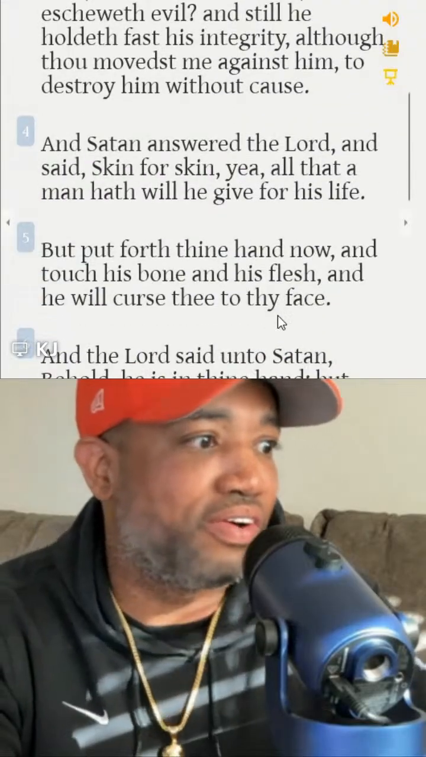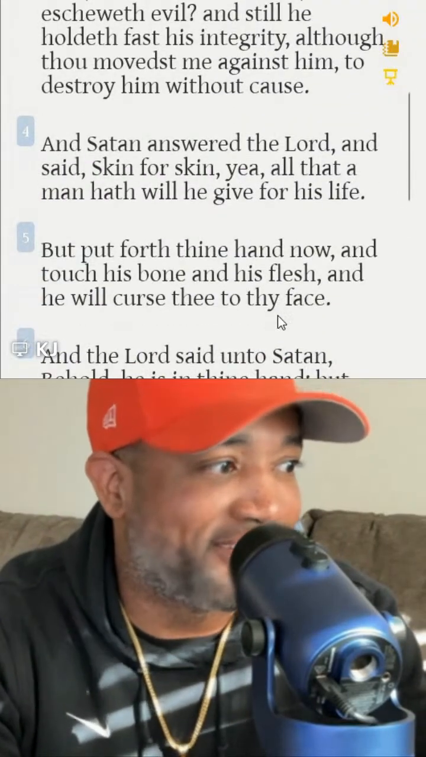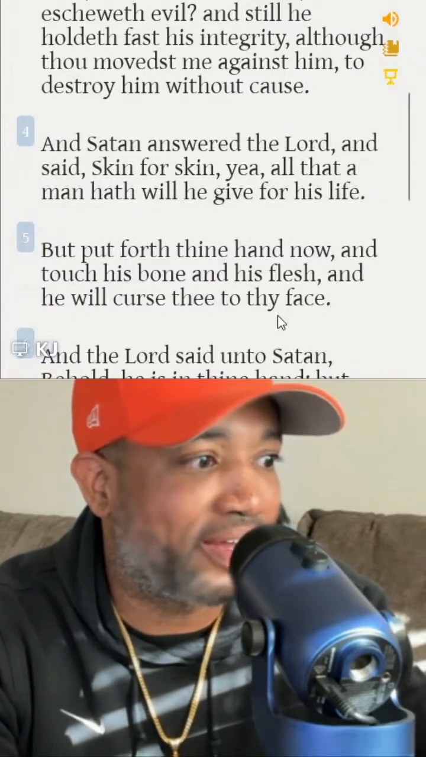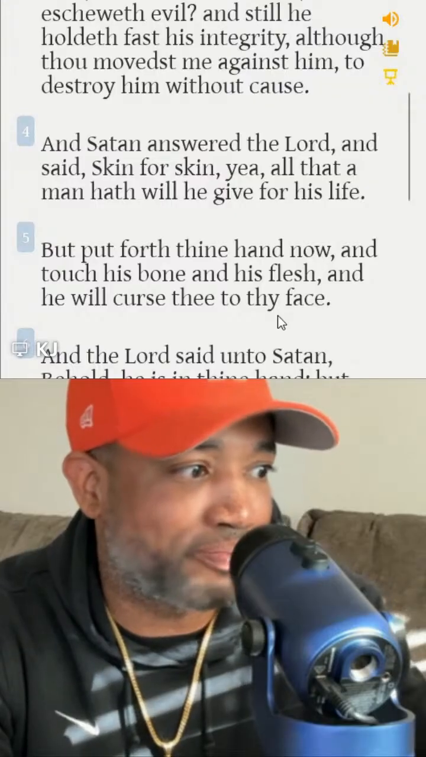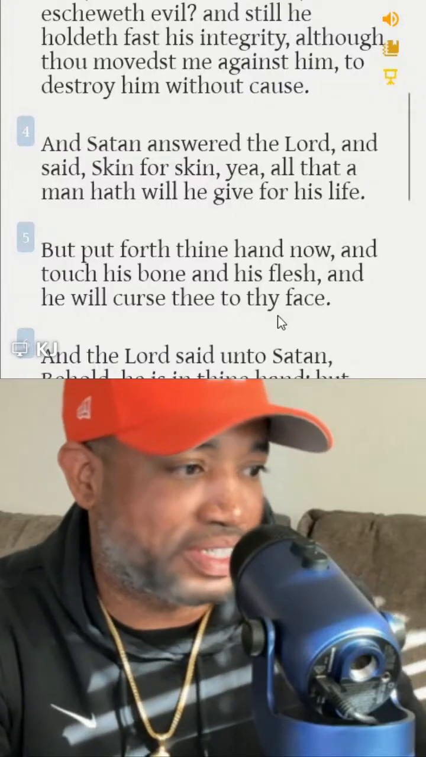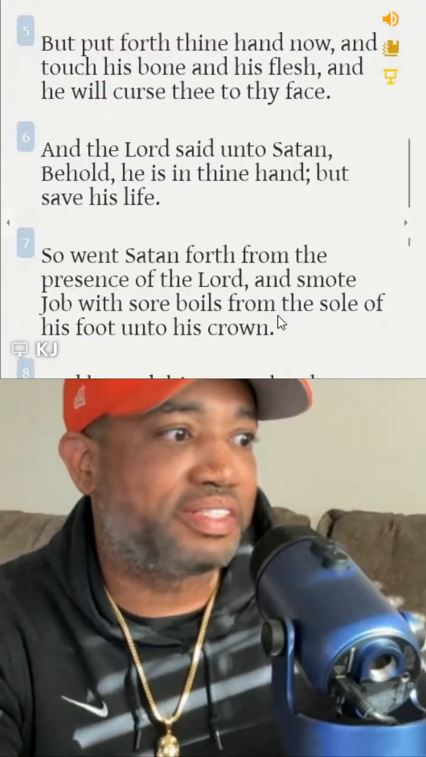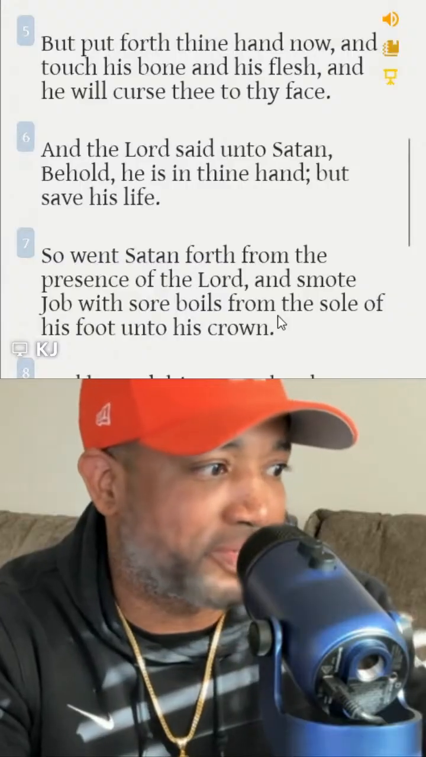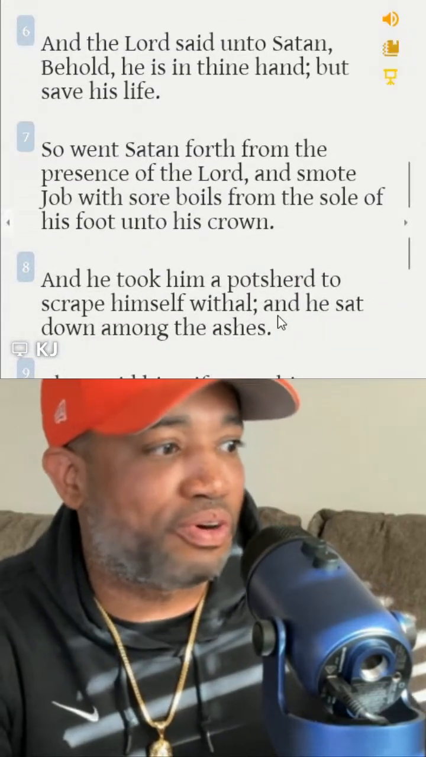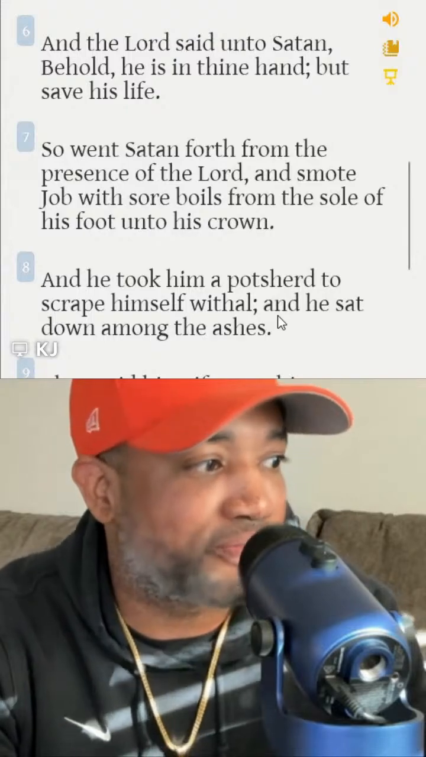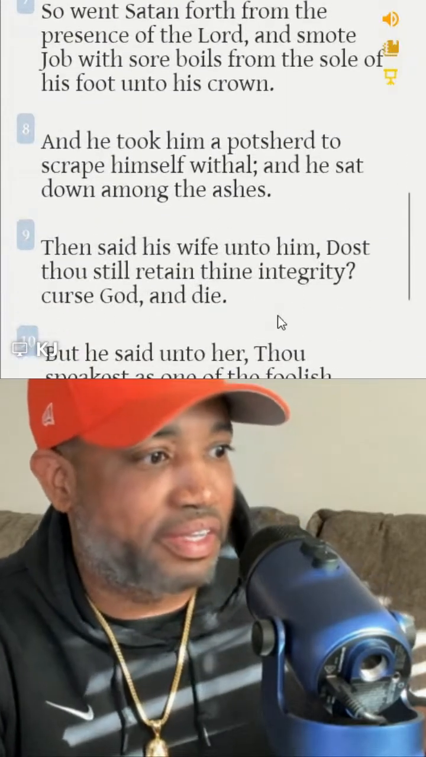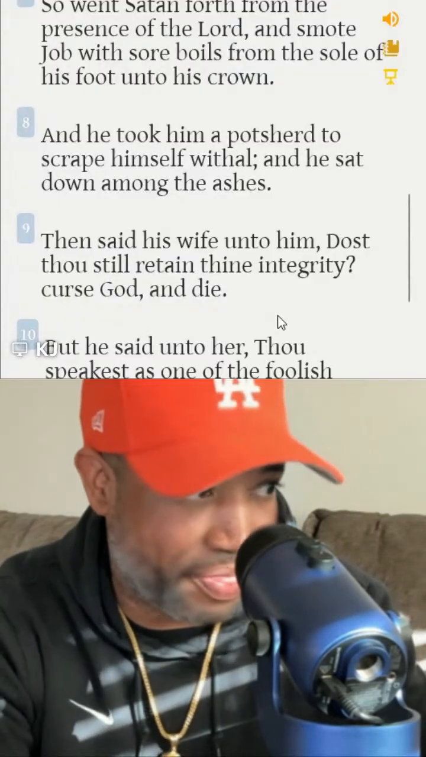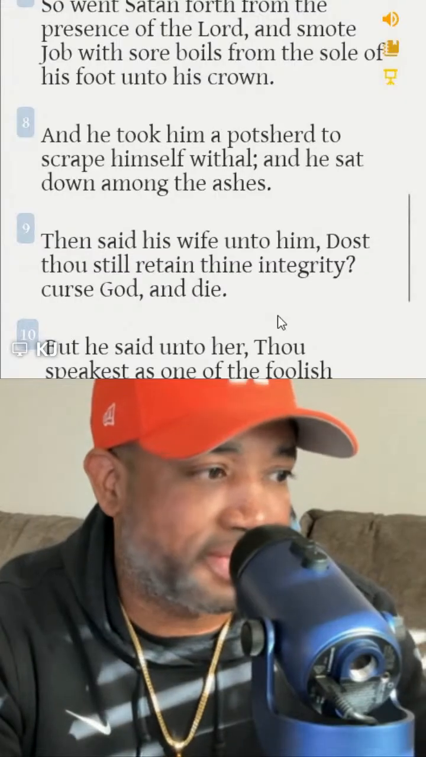Then Satan answered the Lord and said, skin for skin, yea, all that a man hath will he give for his life. Put forth thine hand now and touch his bone and his flesh, and he will curse thee to thy face. And the Lord said unto Satan, behold, he is in thine hand, but save his life. So Satan went forth from the presence of the Lord and smote Job with sore boils from the sole of his foot unto the crown of his head. And he took a potsherd to scrape himself withal, and he sat down among the ashes.